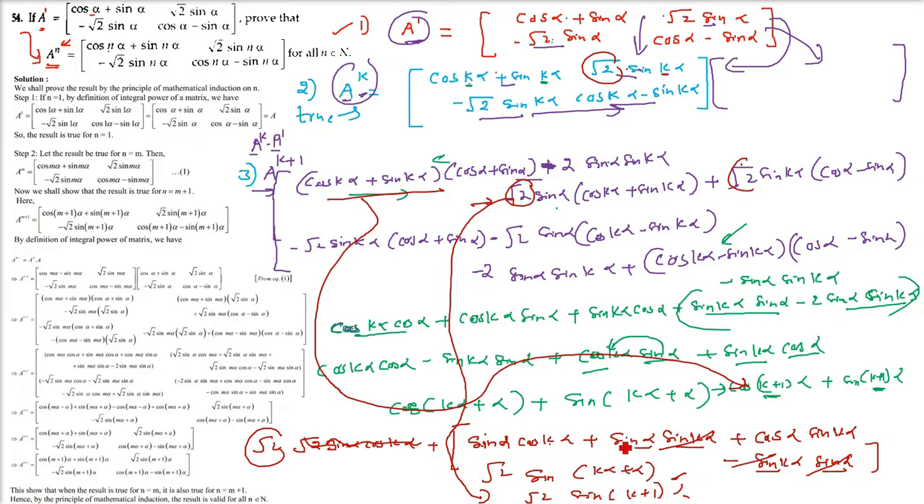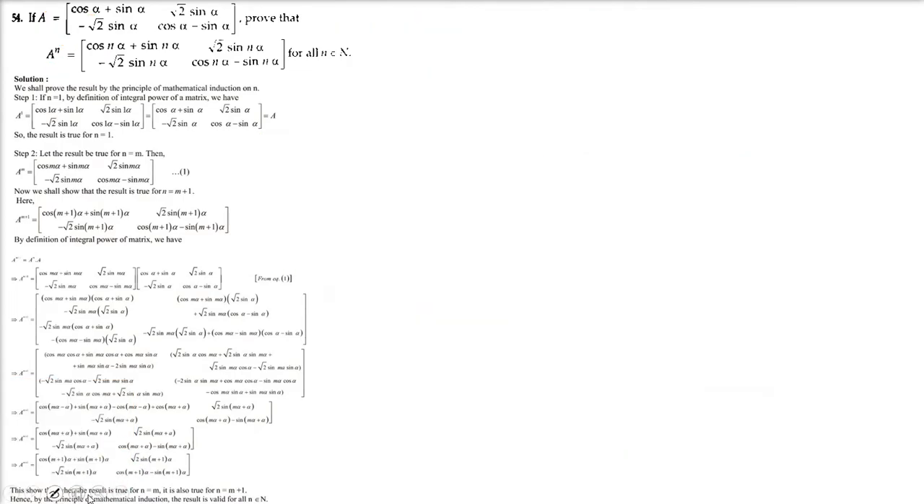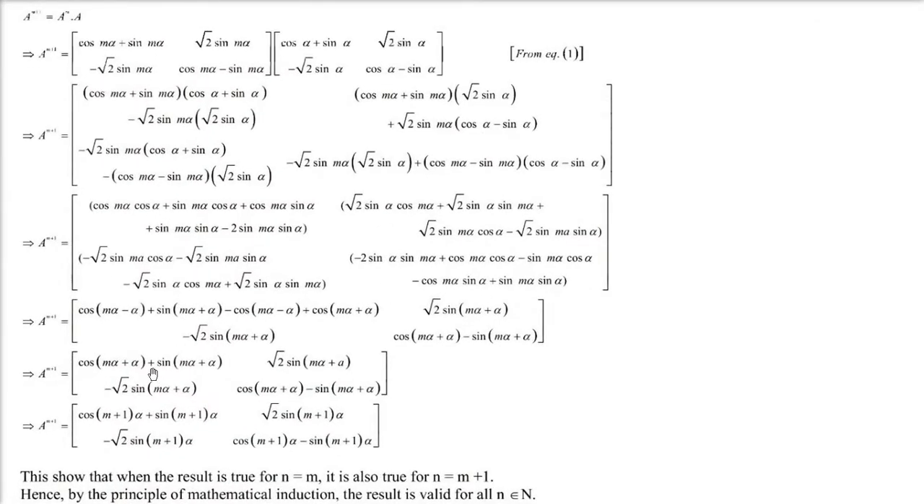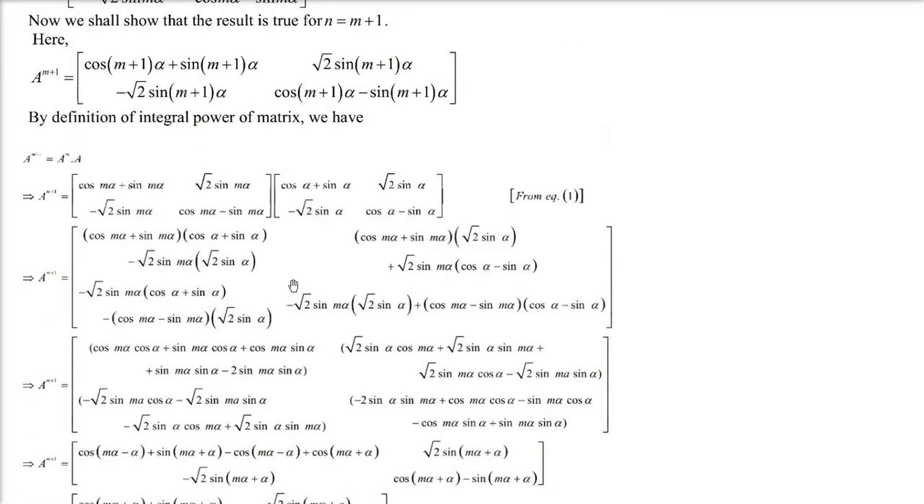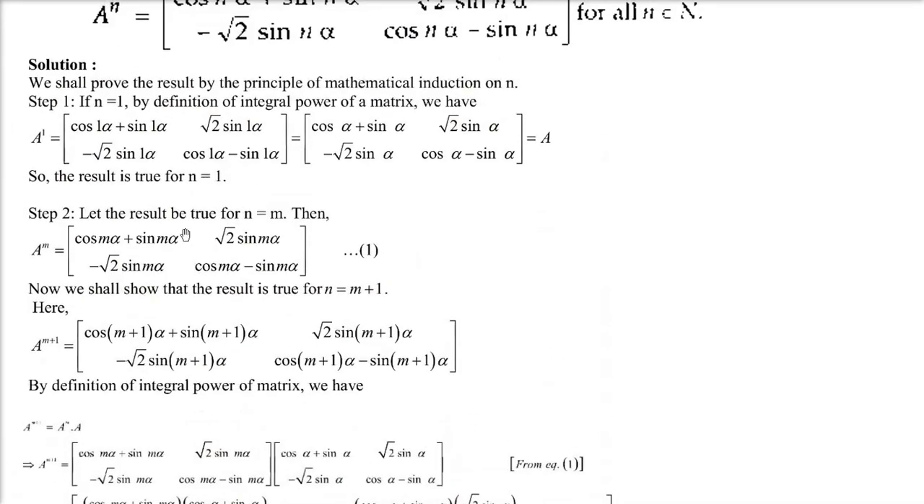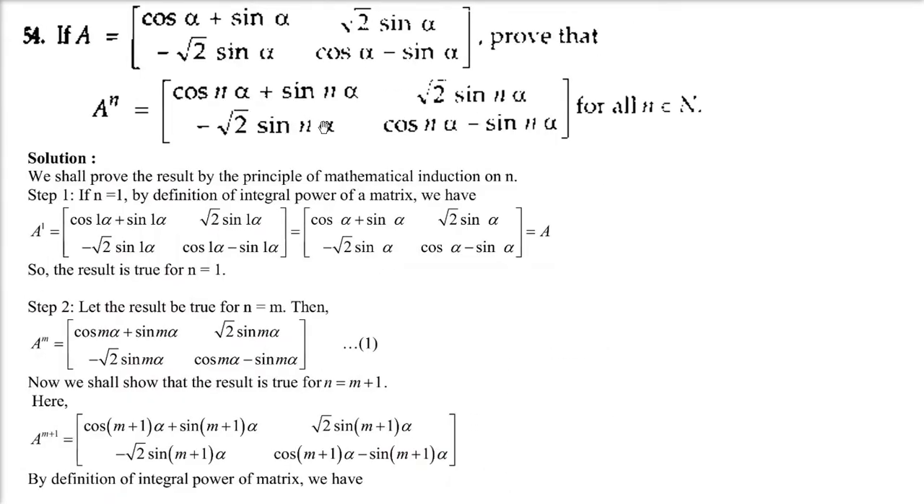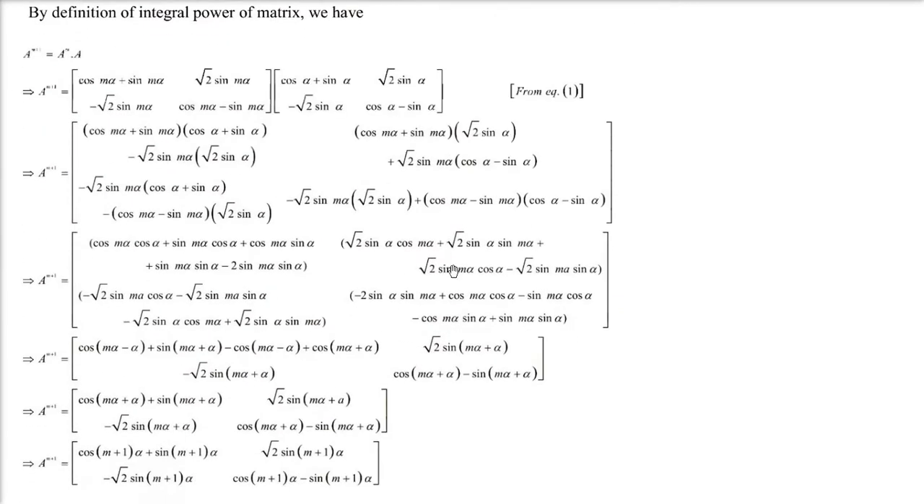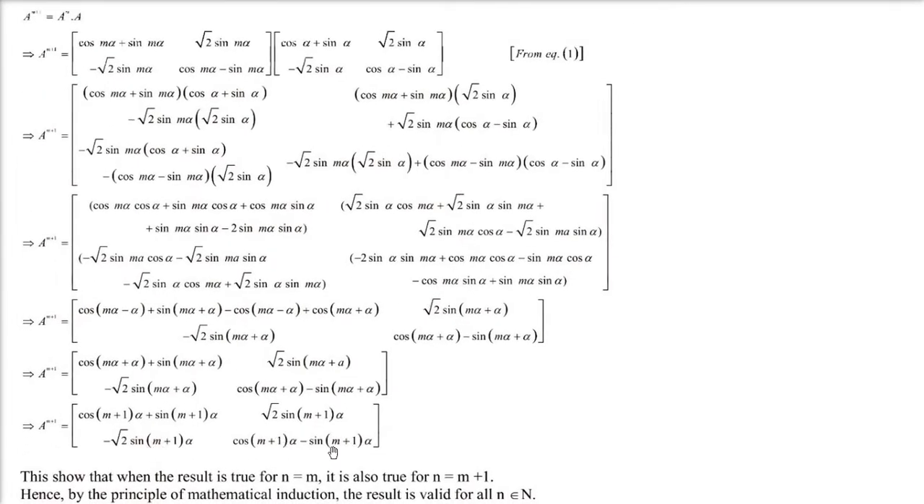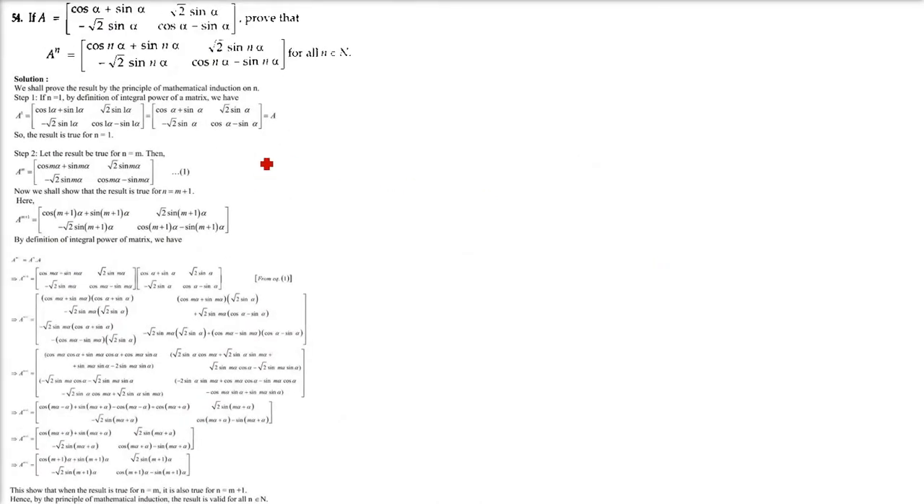So the third and fourth entries, we need to recheck, and I hope you will be able to solve them. First and second, I already told you. It was cos and root 2, but this one is minus root 2 sin (k plus 1) alpha, and cos (k plus 1) alpha and minus sin (k plus 1) alpha, you have to do by yourself. This is for your reference. So 2 I have done, 2 you have to do. I hope you have got the idea, because I told you how to do it.